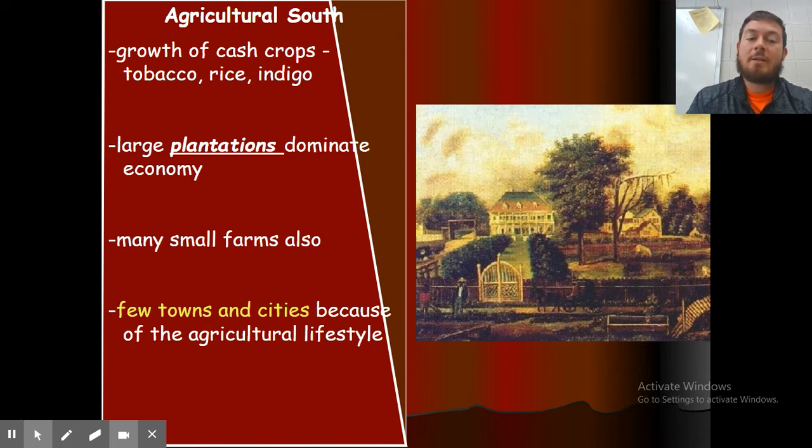Large plantations dominated the economy. There were plenty of small farms, and most of the small farms relied on indentured servitude or just the family to run it. A lot of times, small farms did not have slaves. Few towns and cities because of the agricultural lifestyle. Okay.